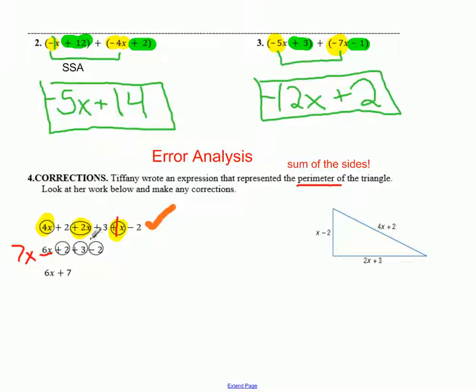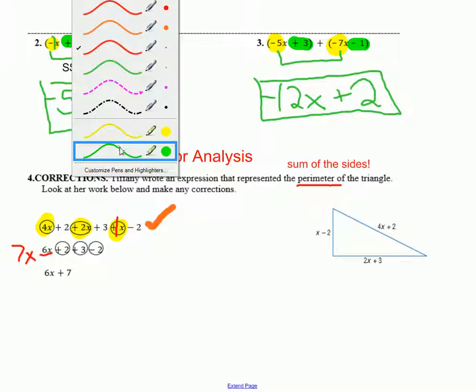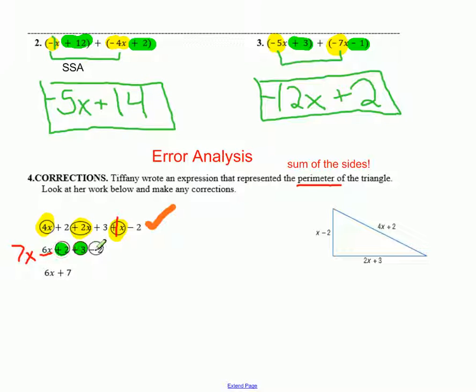Everything else, it looks like she just brought down. The 2, the plus 3, the minus 2. So let's see if she made any other mistakes. She also circled these like terms again, 1, 2, 3. And let's see if she added correctly. Same signs, 2 plus 3, I'm going to add. That makes 5. And then 5, and then this is minus 2. Well, 5 minus 2 is not 7. So her final answer of 6x plus 7 is wrong. It should be 7x, which we talked about already, adding up these three like terms. 2 plus 3 makes 5. 5 minus 2 makes 3. And that 3 is going to be positive. So her final answer should say 7x plus 3.